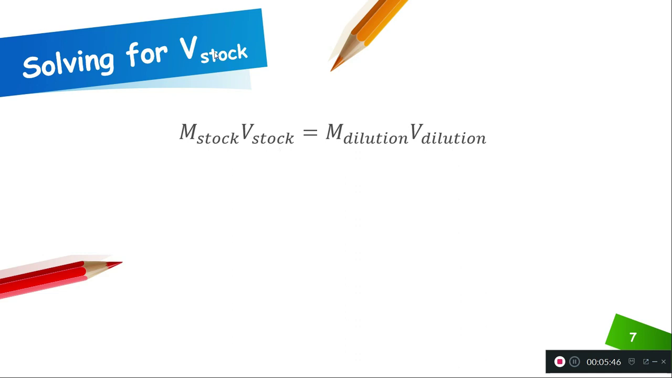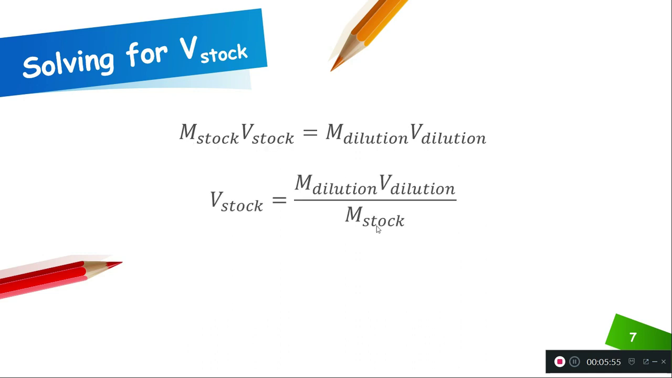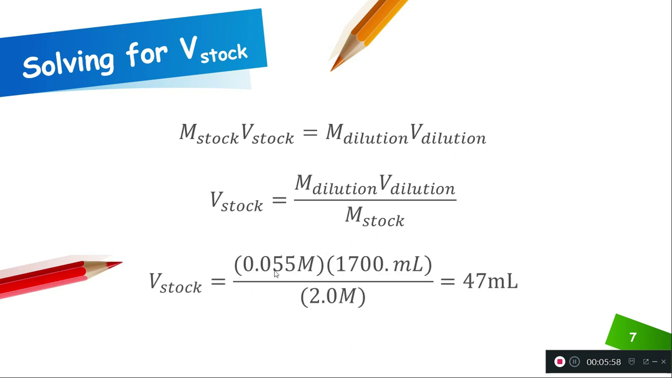So I'm going to use the dilution equation, but this time I'm solving for the V stock. I manipulate this equation, divide both sides by the molarity of the stock, and then plug in my numbers. I want to make a concentration of 0.055, I want to make 1.7 liters or 1,700 milliliters, and the stock that I have is 2 molar. I do the math and I find out that if I grab 47 milliliters of my 2 molar solution, put it into a container, and dilute it down to 1.7 liters or 1,700 milliliters, my resulting solution is going to be 0.055 molar.